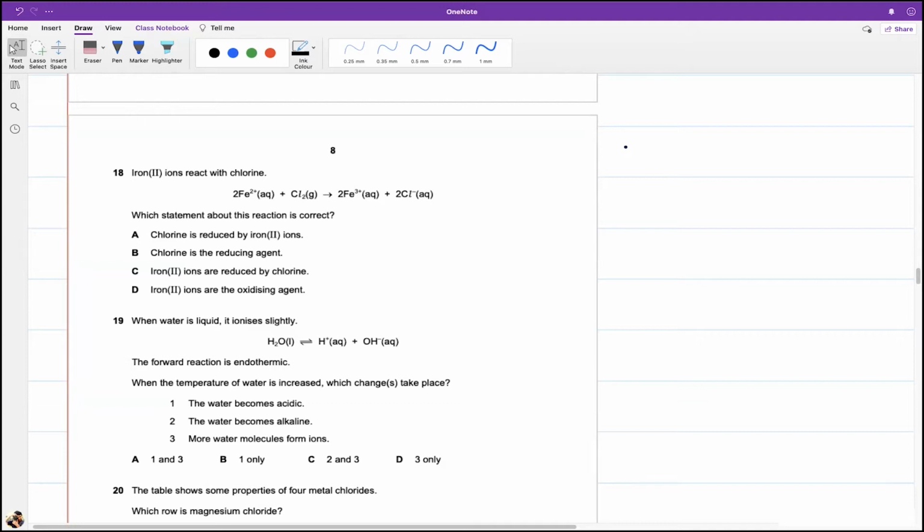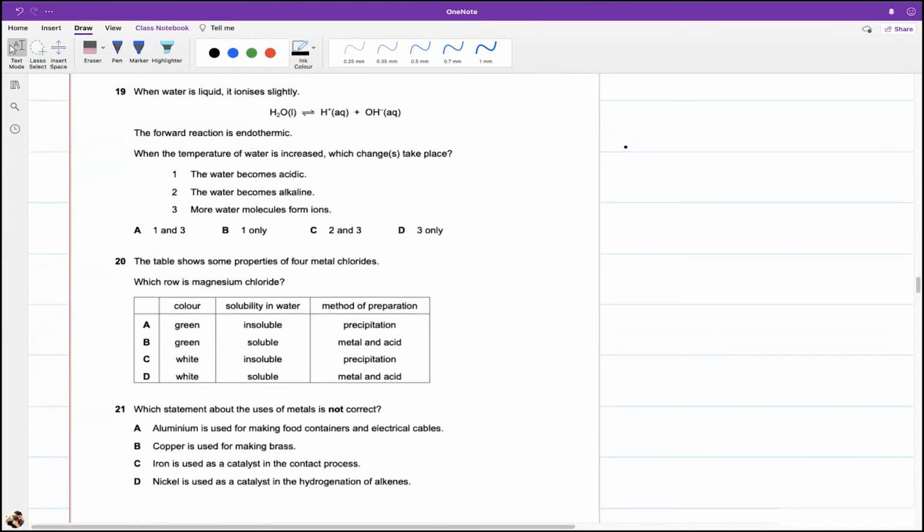Yeah, that is true. Chlorine को iron 2 ने electrons दिए हैं. Iron 2 has oxidized, so chlorine is the one that is reduced. We will not say that chloride is reduced. It is chlorine that is reduced. The thing that is reduced is the oxidizing agent. So chlorine is reduced, so it is the oxidizing agent, and iron 2 is the reducing agent.